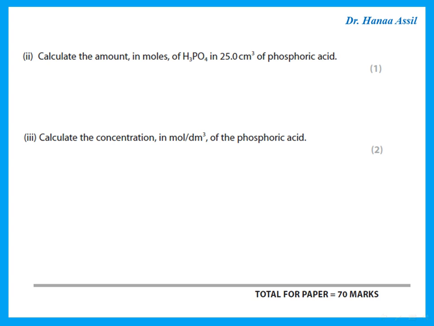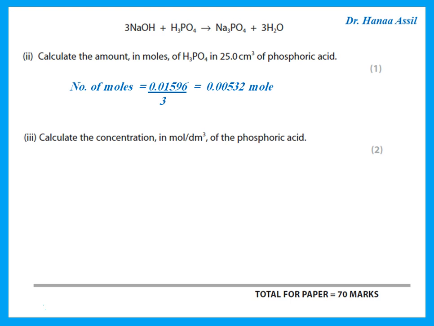Then he's saying, calculate the number of moles of phosphoric acid. So I look at the equation. Obviously, the number of moles of phosphoric acid are 1/3. So if I have a certain number of sodium hydroxide, I divide it by 3 to get the number of moles of phosphoric acid. Now he wants the concentration of phosphoric acid. Well, concentration is number of moles over volume. So the number of moles that I just calculated over the volume that he gives me, which is 25, and this gives the concentration of phosphoric acid. And that's the end of the paper.